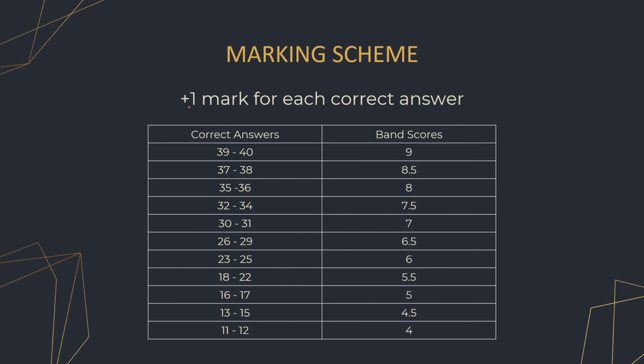Now, since we are awarded +1 marks for each correct answer, the maximum marks that we can score are 40, and based on our score, the required bands are calculated. You can have a look at this table. For instance, if we score 39 or 40, we are awarded 9 bands. If we score 37 to 38, we are awarded 8.5 bands, and so on. You can pause the video, have a look at this table.